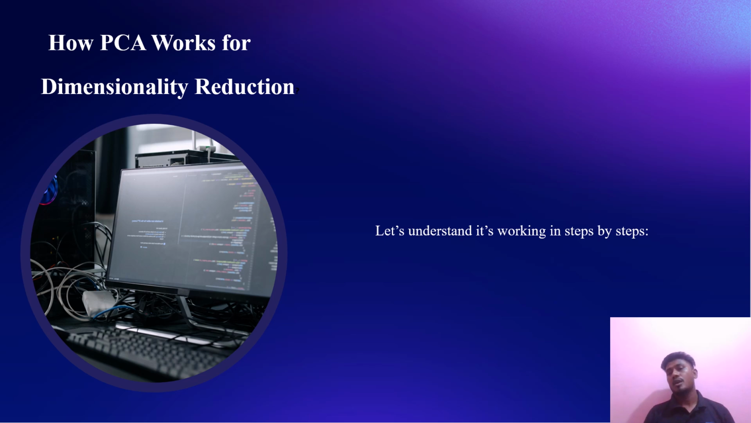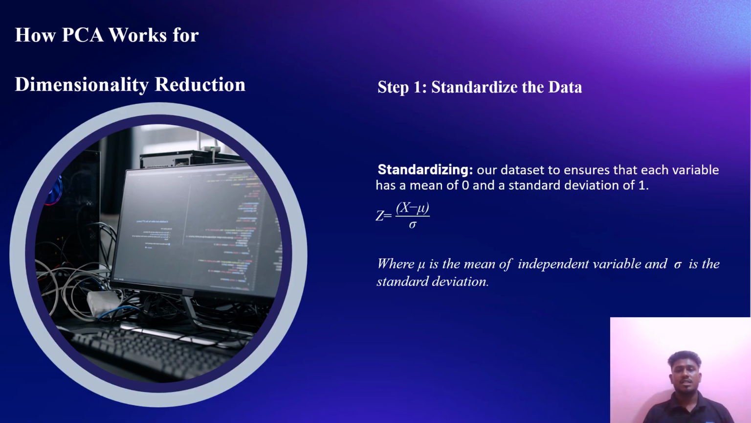Let's understand its working procedure step by step. In the first step, we standardize the data. It ensures that each variable has a mean of 0 and a standard deviation of 1, and we calculate it as z equals x minus mu divided by sigma, where mu is the mean of the independent variable and sigma is the standard deviation.